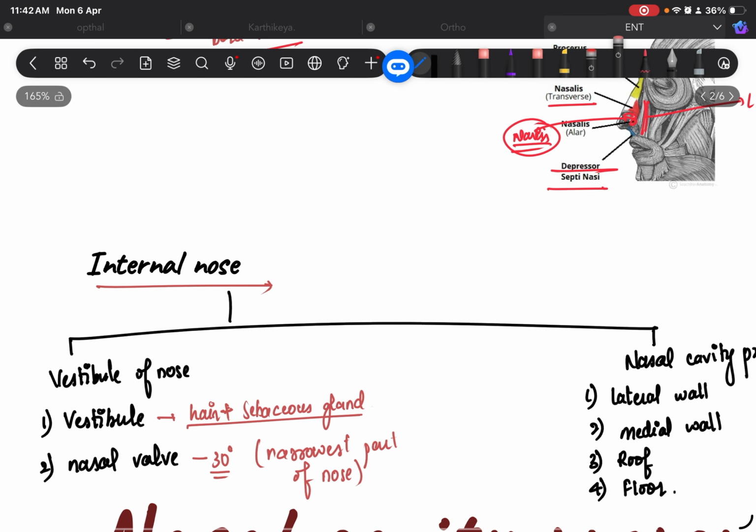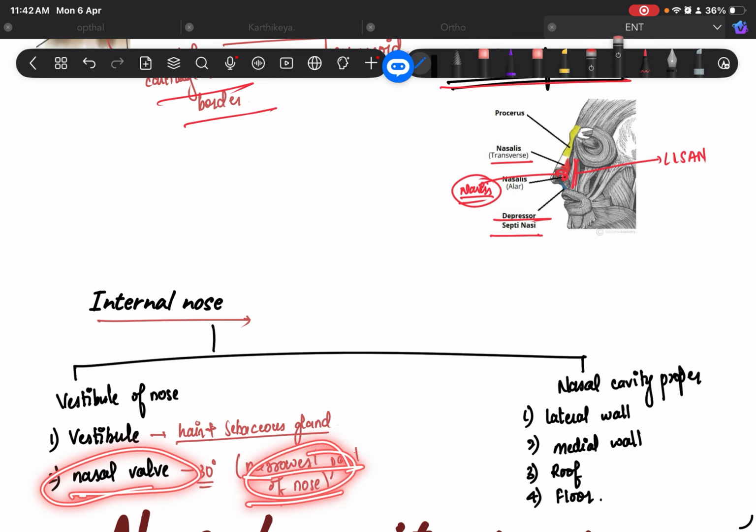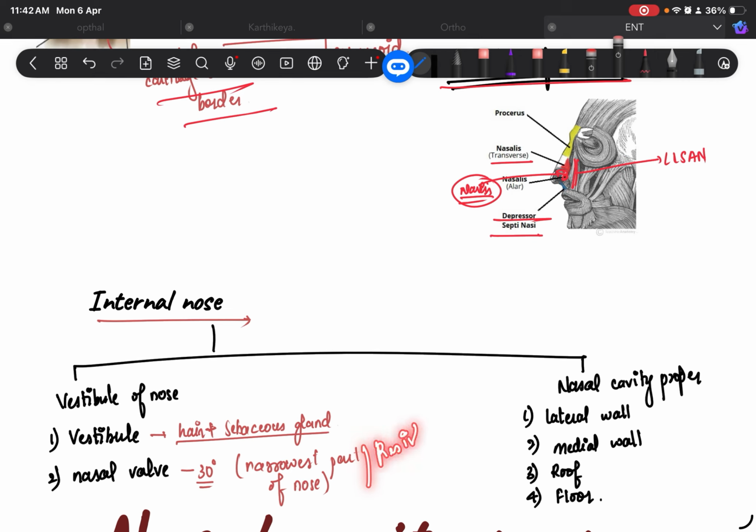Now going to the internal part of the nose. The internal part contains the vestibule of the nose and the nasal cavity proper. The vestibule contains hair, mucous glands, mucous membrane, sebaceous glands, etc. The nasal valve is the narrowest part of the nose, with a 30 degree angle. It also provides resistance during inspiration. The nasal cavity proper contains the lateral wall, medial wall, roof, and the floor.